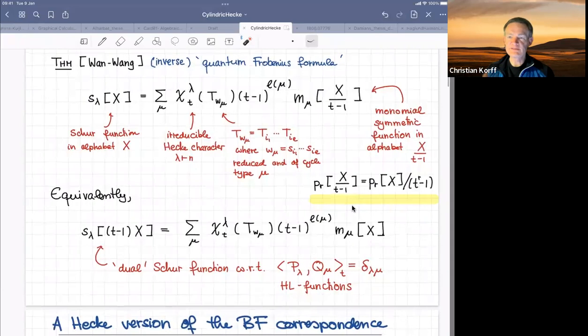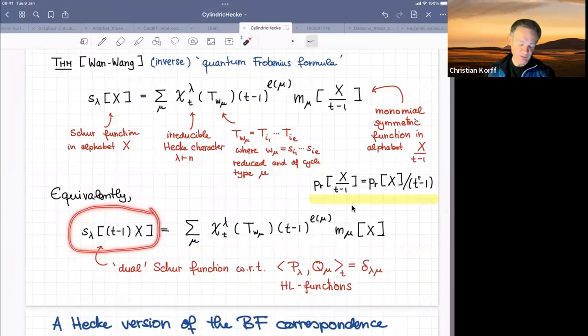I hope this was more or less clear. It's a bit technical, I'm afraid, but just think of this as a T deformation of your ordinary Schur function.